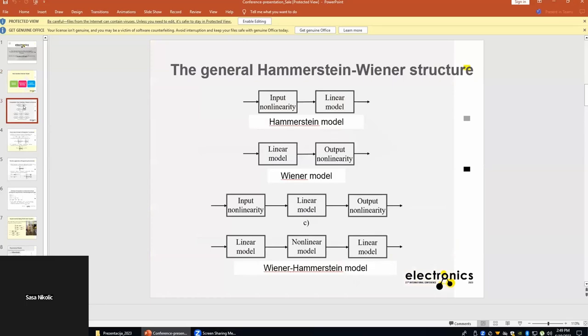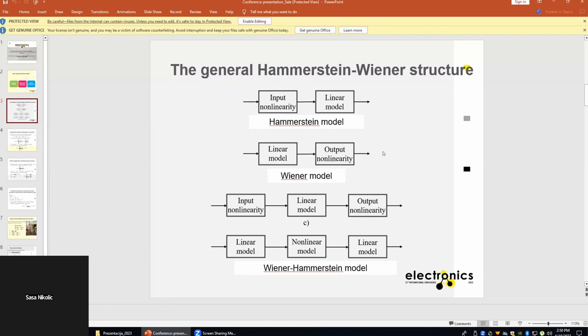On the other hand, the Hammerstein-Wiener model structure is formed of two blocks: one is a linear model, and the other is a nonlinear block. The structure combines the Hammerstein model, figure 1A, and the Wiener model, figure 1B. The Hammerstein model is described using input nonlinearity followed by a linear system model. In contrast, the Wiener model consists of a linear block followed by output nonlinearity.